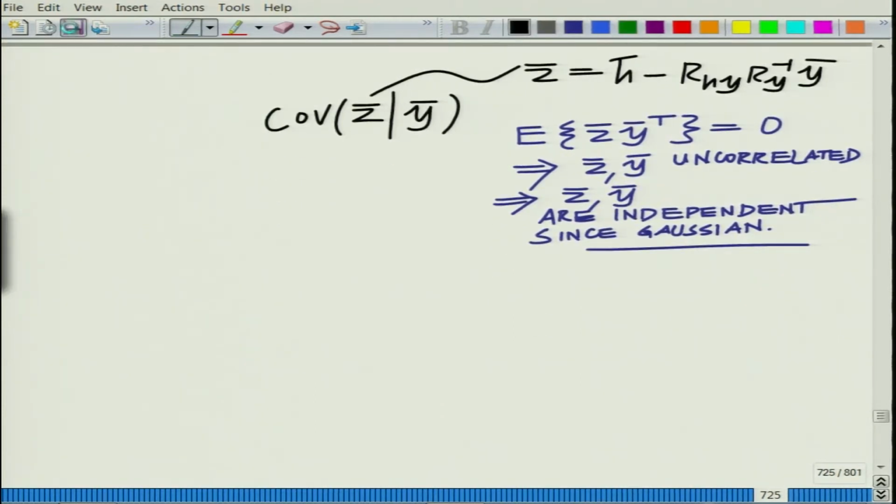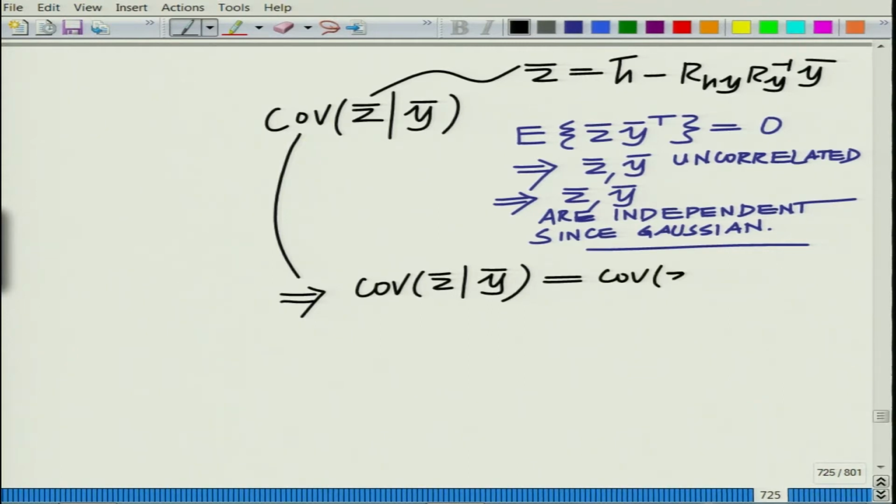Since z bar and y bar are independent, this essentially implies that the covariance of z bar given y bar is simply equal to the covariance of z bar. So the probability density function of z bar given y bar is simply the probability density function of z bar. Therefore, the covariance of z bar given y bar is simply the covariance of z bar, because z bar and y bar are independent.